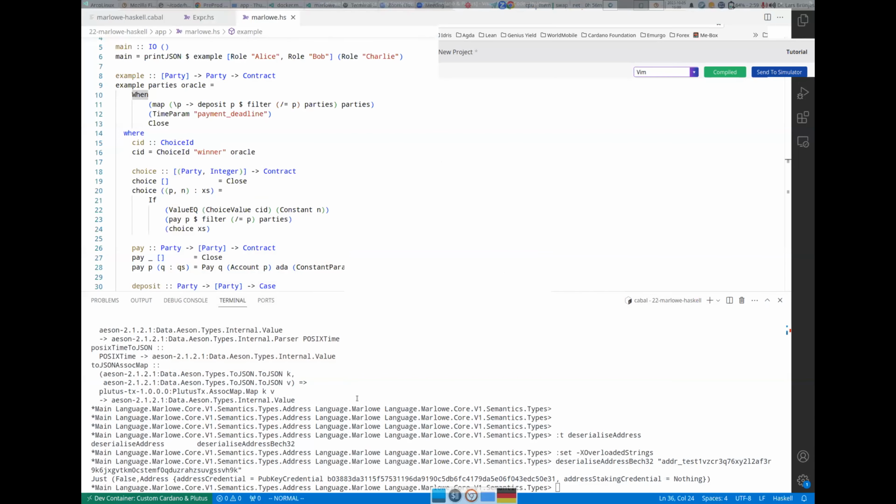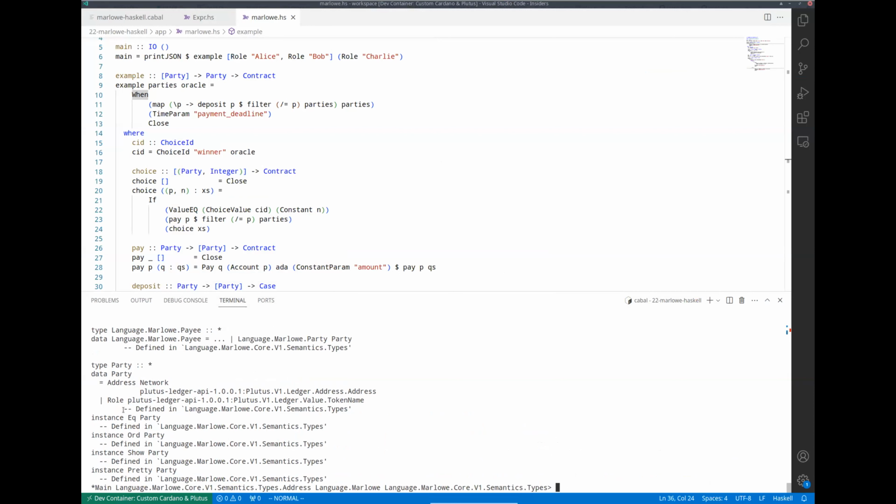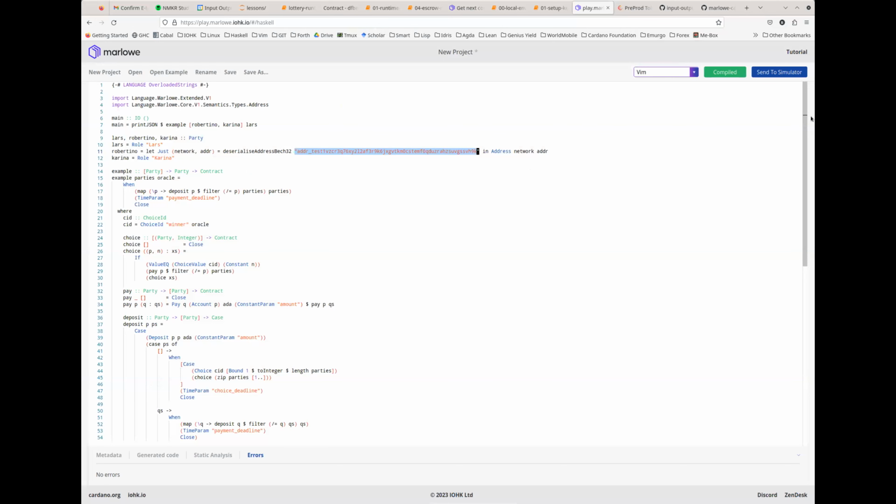If I ask for information on party, there are only these two constructors, role and address. And address takes network and this Plutus address, and role takes a token name. But token name implements IsString, so therefore we can just write something like Karina or Lars. I think actually Plutus addresses also take, not sure. That's always a bit confusing. Anyway, right. So that's our contract.